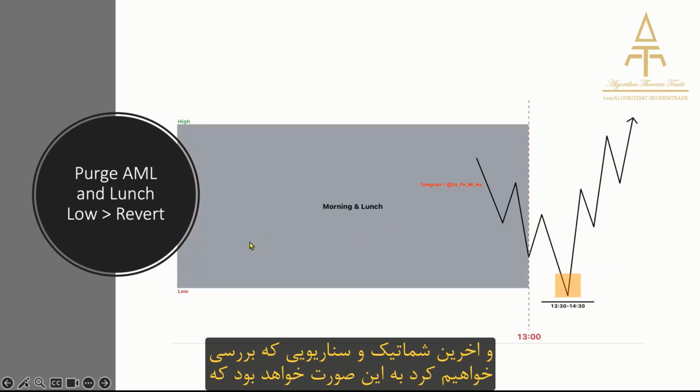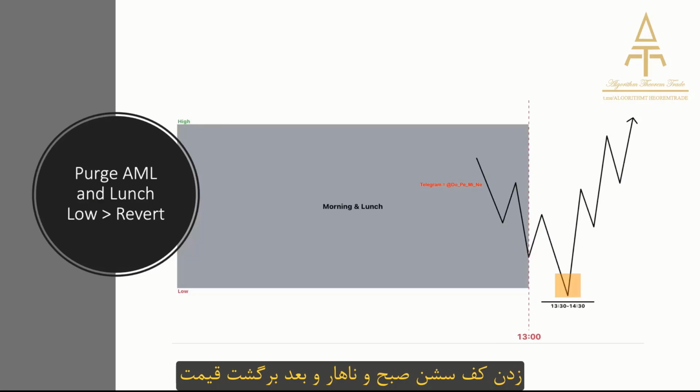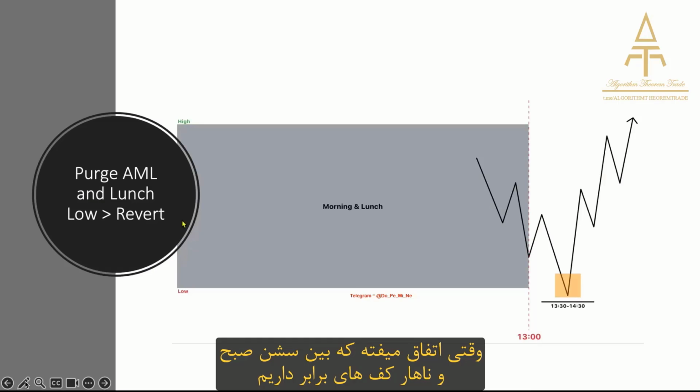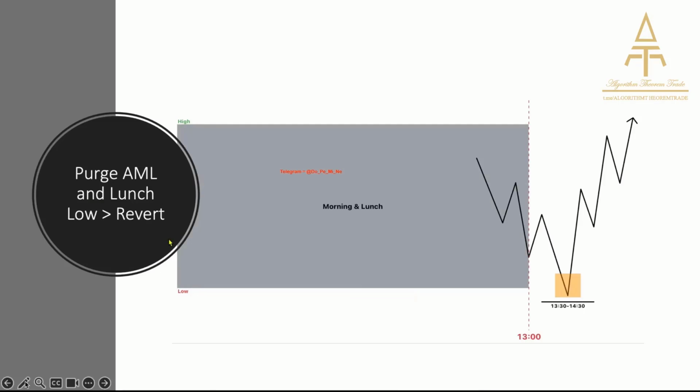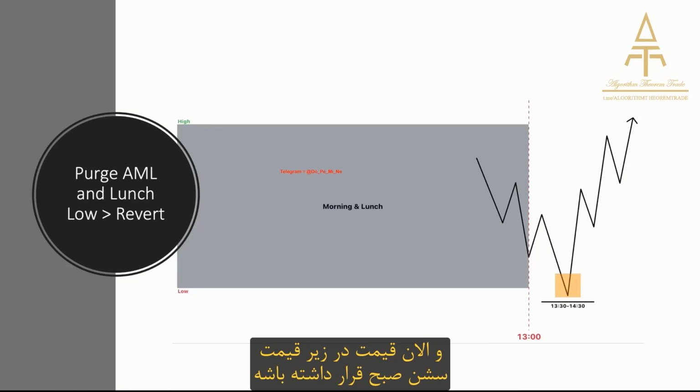And then the final scenario we're going to look at from these simple schematics is the following: a purge of the AM low and lunch low, followed by a revert. Again, this occurs when the market has created either relatively equal lows during the morning session and during lunch, or that the lunch session already took out the morning's low, but relatively speaking, price is already below the morning low.